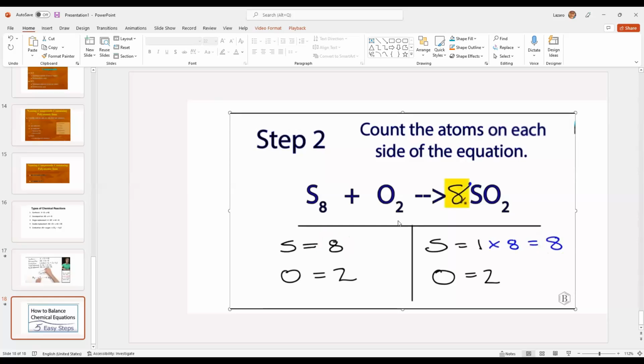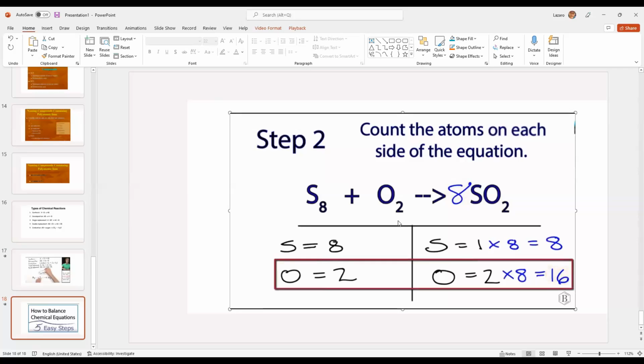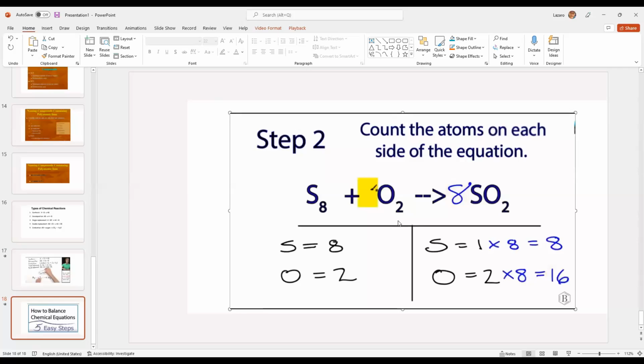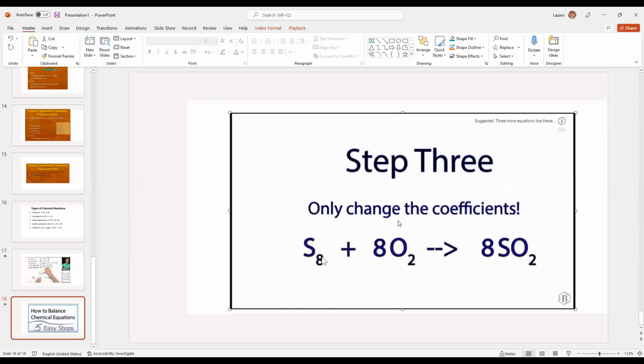But this 8 here is also times the 2 oxygen. And that gives me 16 oxygen. So I fixed the sulfurs, but the oxygens aren't out. I can change the coefficient here, though, to 8, because 8 times 2 equals 16. So now I have 8 sulfurs on each side, and I have 16 oxygen on each side of the equation. This equation is balanced. Step 3, so you don't forget, only change the coefficient.